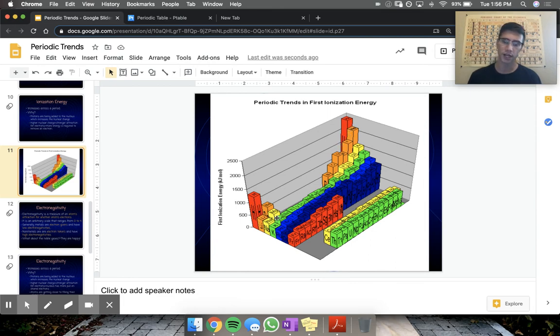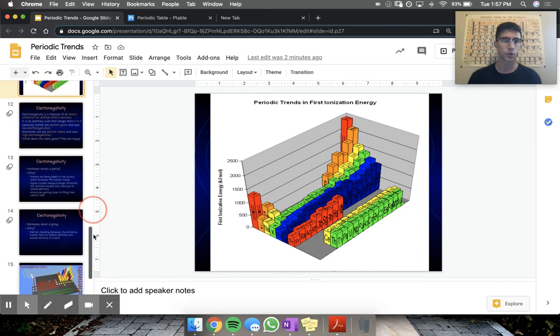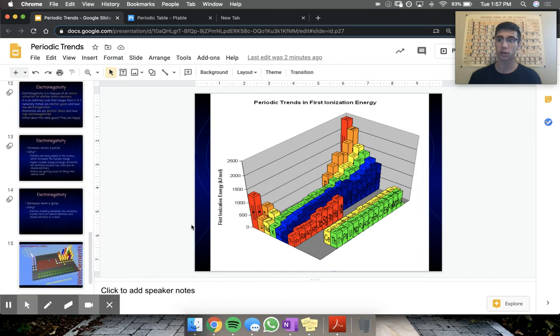So hopefully you can recognize that on average, as we move from left to right, the ionization energy is increasing. So it requires more energy to take electrons away from the atoms on the far right side of the periodic table. And as we move down the periodic table, it's getting less, because as we get more rings of electrons, it gets easier to pull off one valence electron from that outer shell. All right, so the last periodic trend we're going to look at is electronegativity.